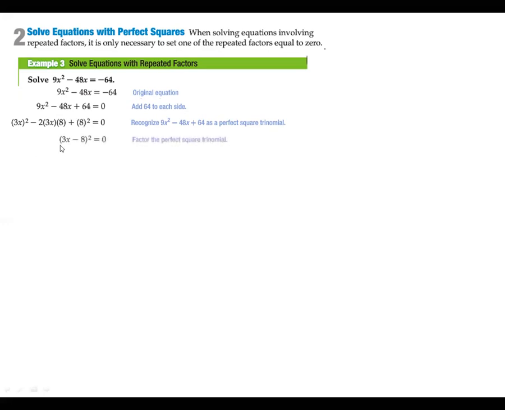So it would be 3x minus 8 quantity squared. Now 3x minus 8 quantity squared is the same as 3x minus 8 times 3x minus 8. Since that factor is exactly repeated, it's the same one, you only have to set the one 3x minus 8 equal to 0, because the other one's going to give you the same thing. Then if you add 8 and divide by 3, you get x equals 8/3.